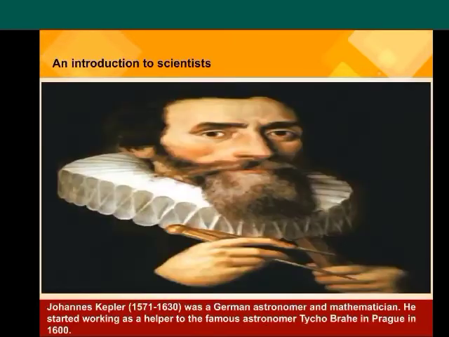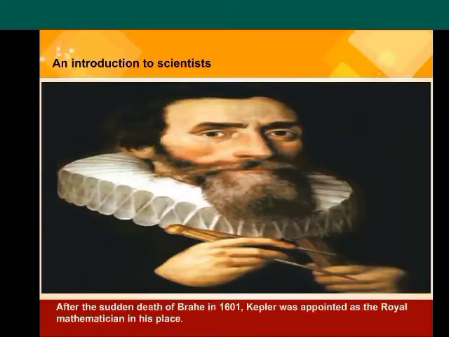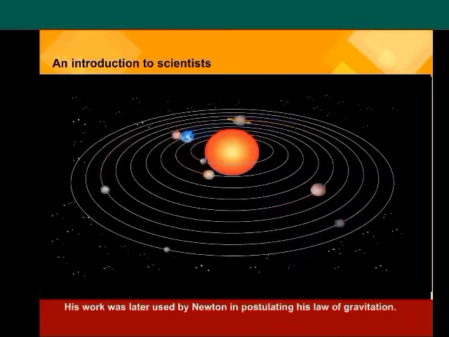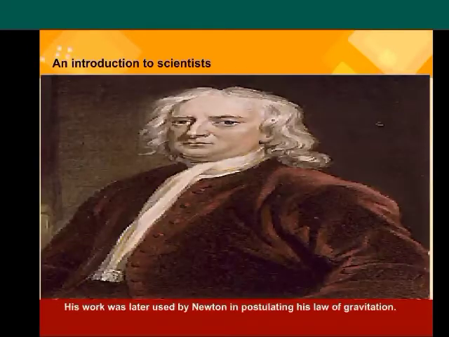An introduction to scientists. Johannes Kepler, 1571 to 1630, was a German astronomer and mathematician. He started working as a helper to the famous astronomer Tycho Brahe in Prague in 1600. After the sudden death of Brahe in 1601, Kepler was appointed as the royal mathematician in his place. Kepler used the observations of planetary positions made by Brahe to discover the laws of planetary motion. He wrote several books. His work was later used by Newton in postulating his law of gravitation.